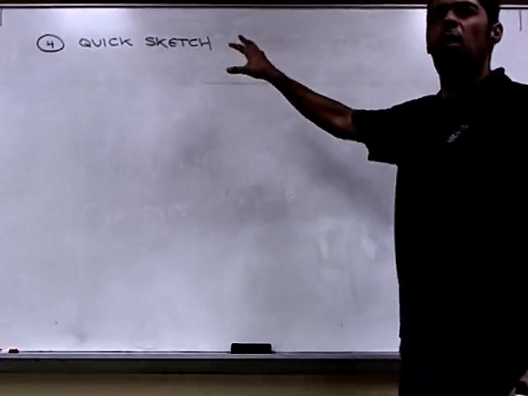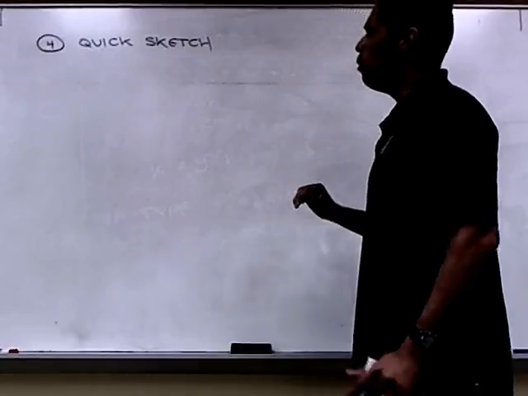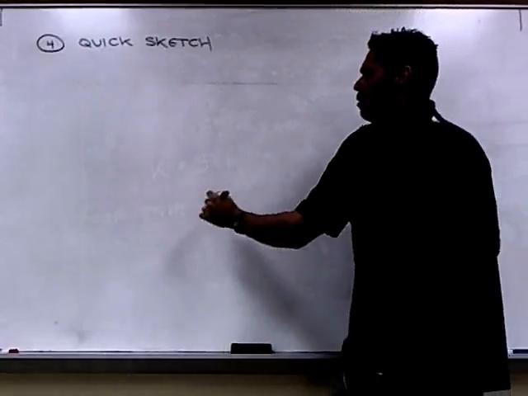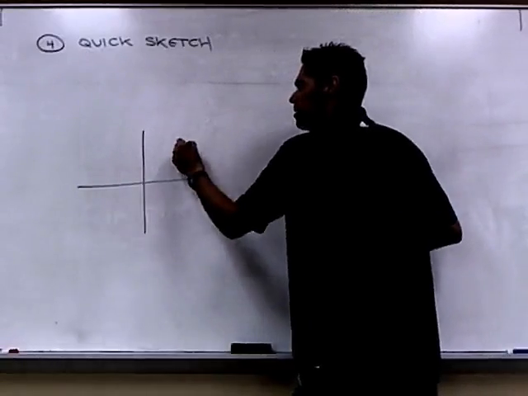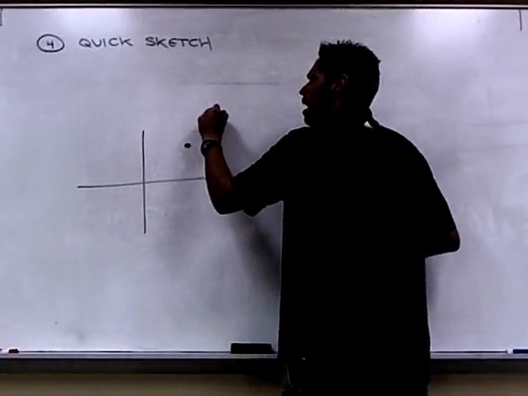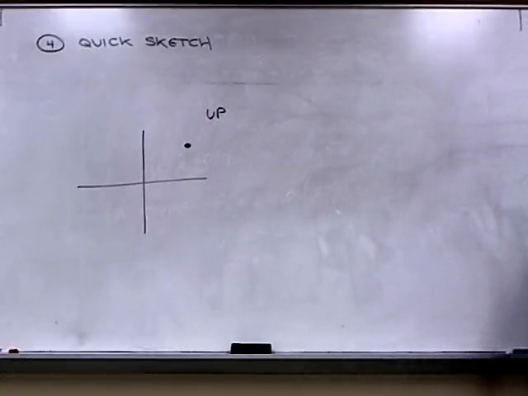Now think through why I want to do this, okay? What if right now, don't write this down, okay? What if right now I know that my vertex is here and I open up? What can you tell me? I don't have any x-intercepts. So why should I go waste my time trying to find them?